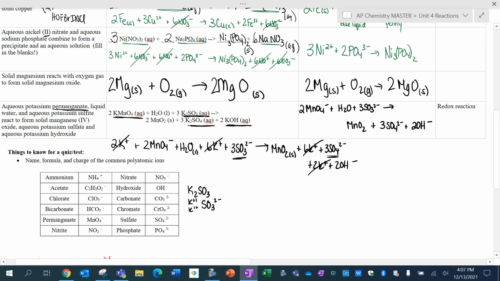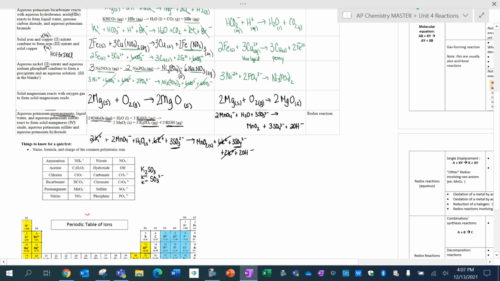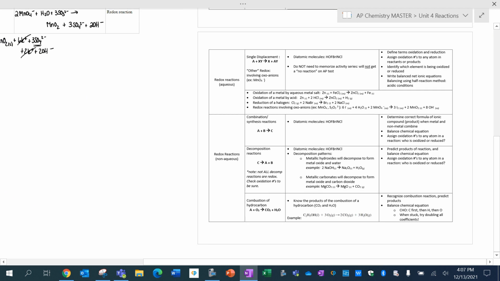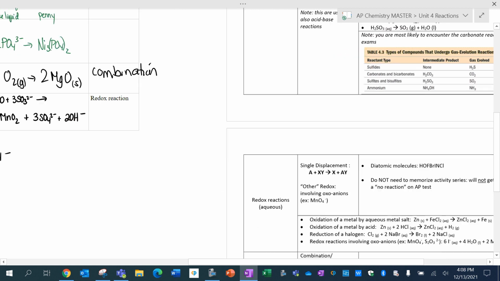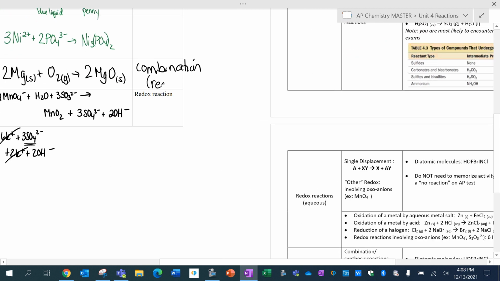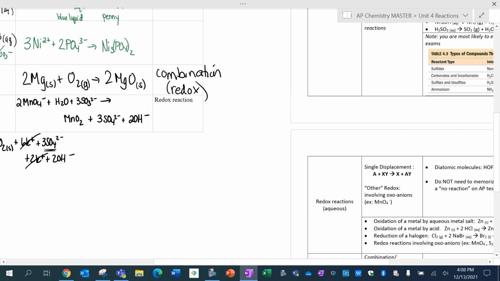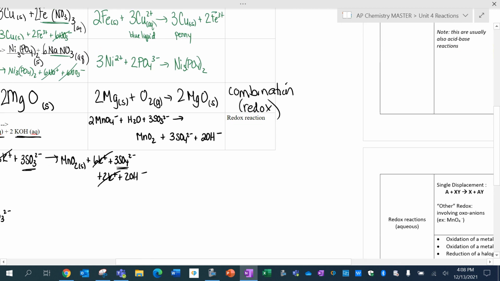If we go back and look at our reaction types, this magnesium oxide one is a combination reaction. If we look over here at this table, it follows this pattern where you combine two things to make one product. Combination reactions also fall in the category of redox reactions. So this is also a redox reaction, and we'll talk about that in a different video.